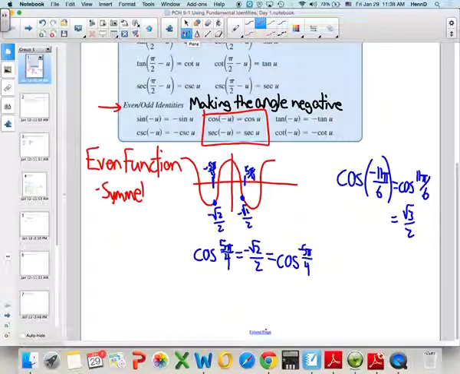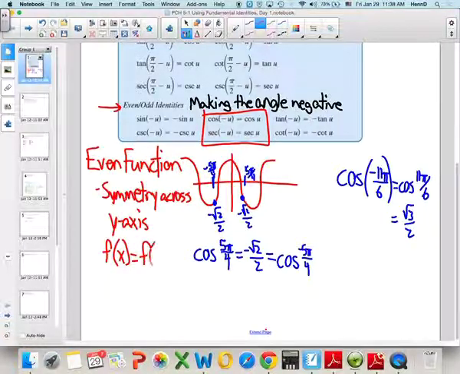These are functions that have symmetry across the y-axis. That's because the value of a function at x will equal the value of that function at negative x. Here we're taking the angle, making it negative, and it gives us the same value for cosine or secant.